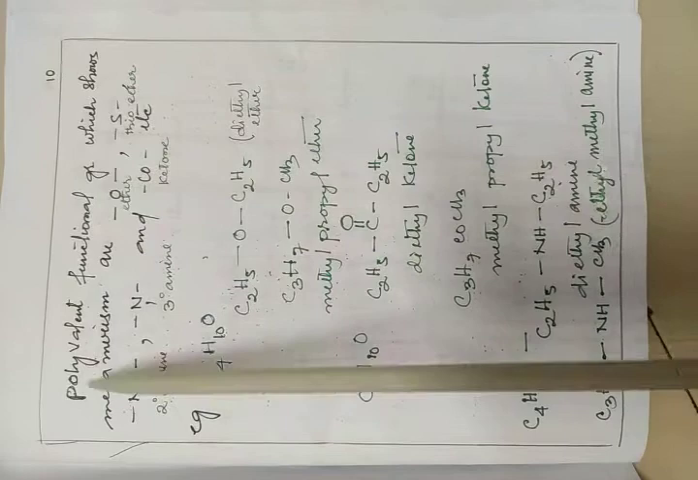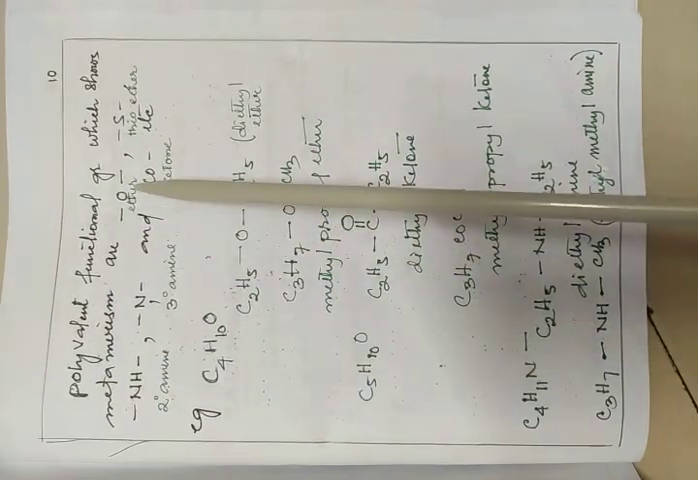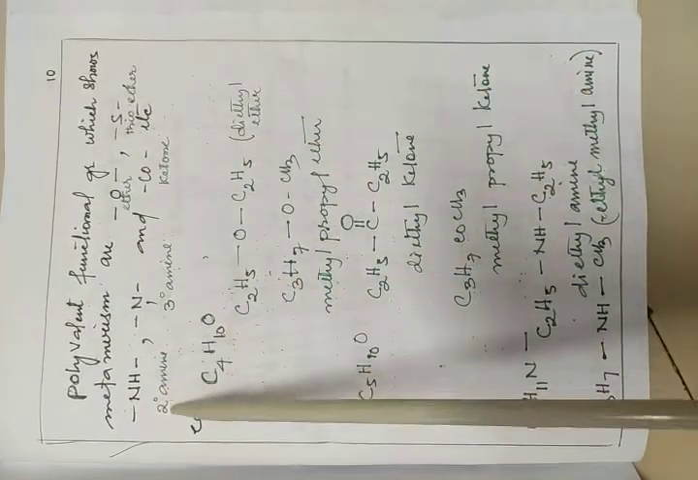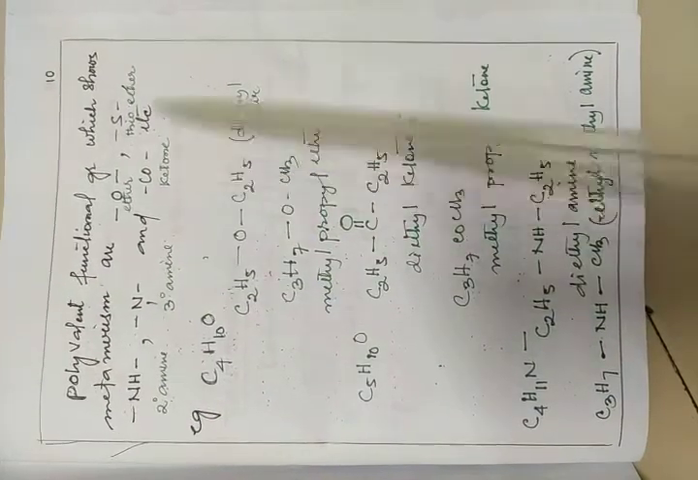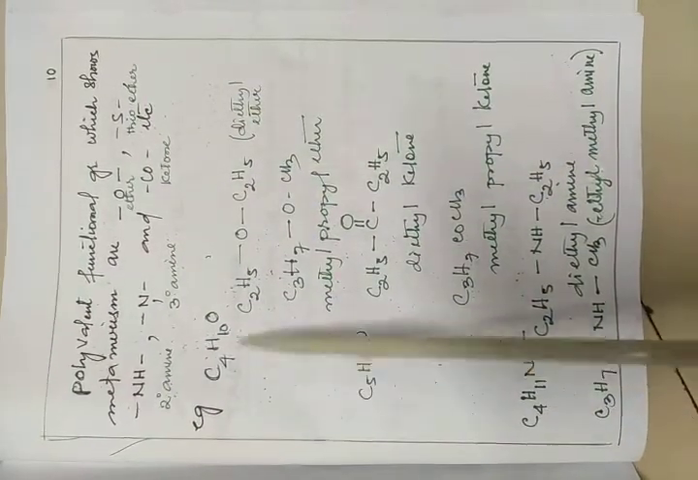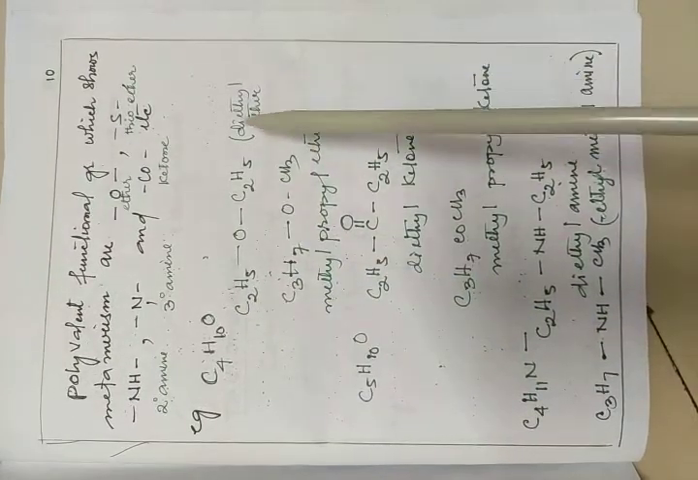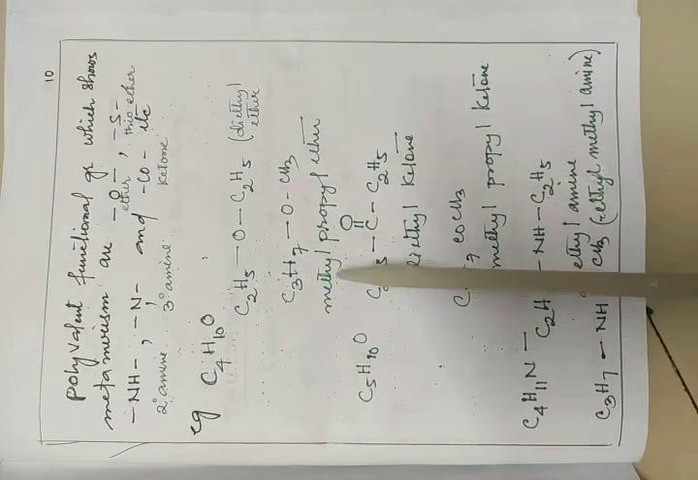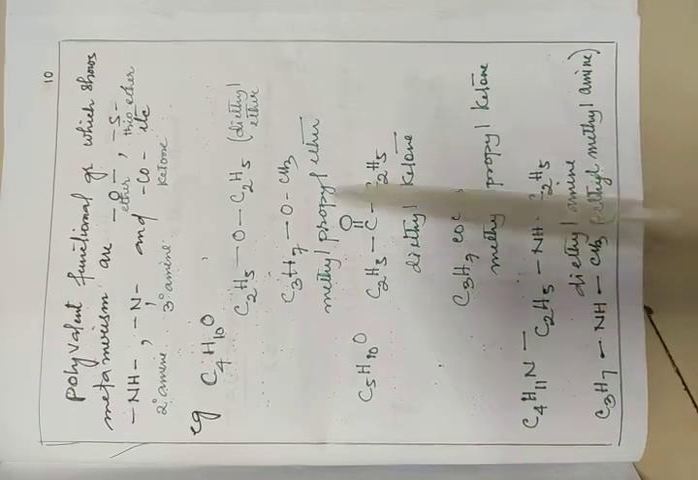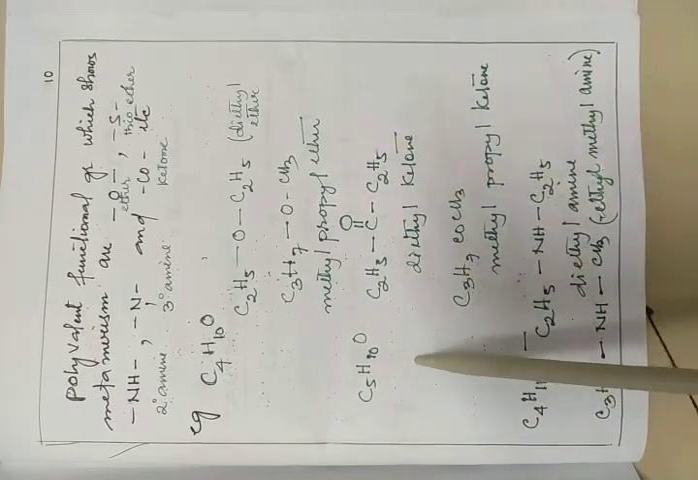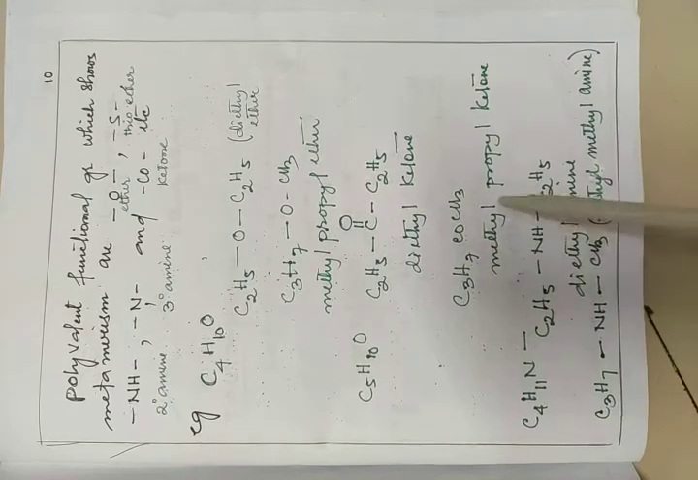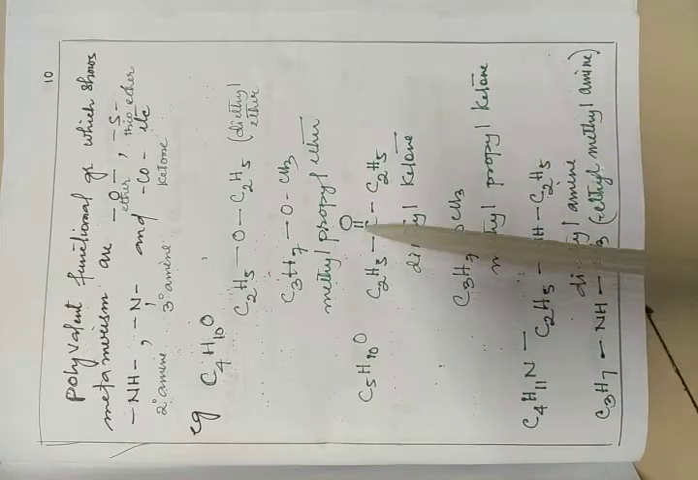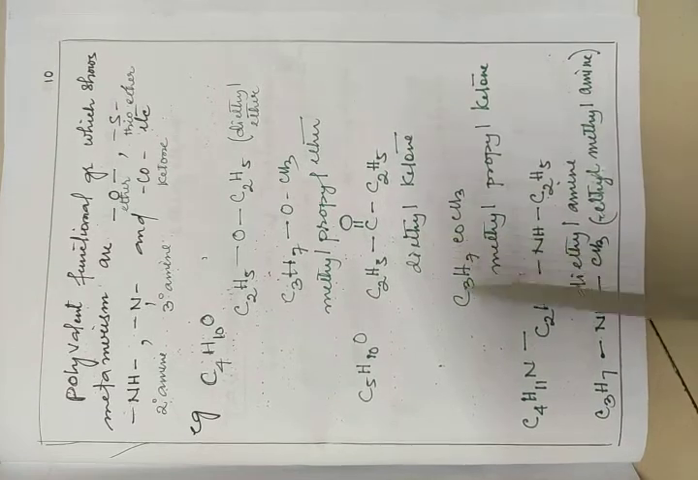Now polyvalent functional groups which show metamerism are ether, then thioether, then 2 degree amine, then 3 degree amine and ketone, etc. Now here C4H10O, we just see diethyl ether only. Then here diethyl ether, methyl propyl ether, we already gave in the previous example. Now diethyl ketone, then methyl propyl ketone. So we can draw in different ways.